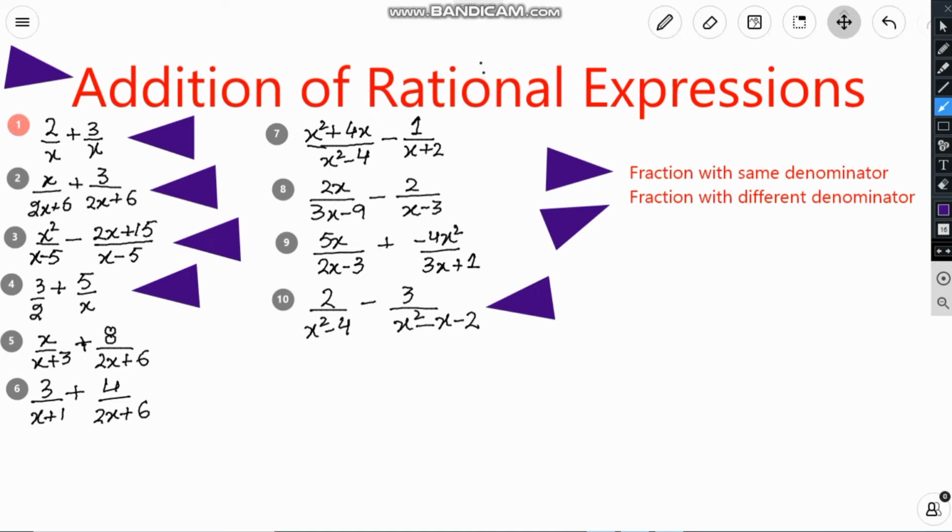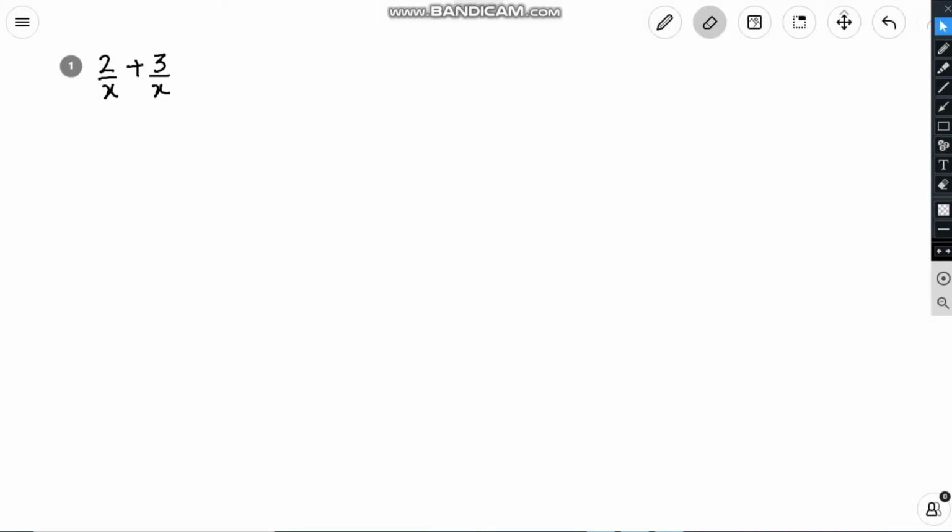So in this video we will discuss how we can add or subtract the rational expressions having the same denominator and the rational expressions having the different denominator. So let's start. So first of all we will discuss about the addition of rational expressions having the same denominator.